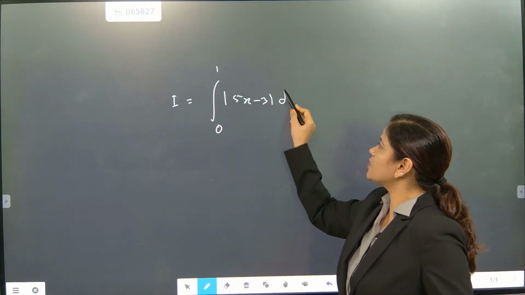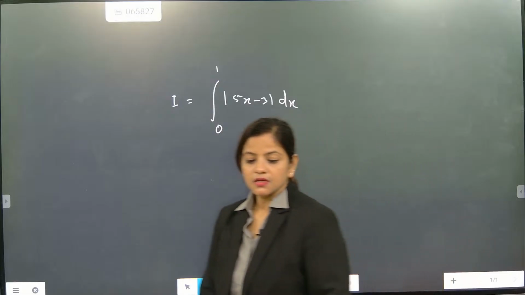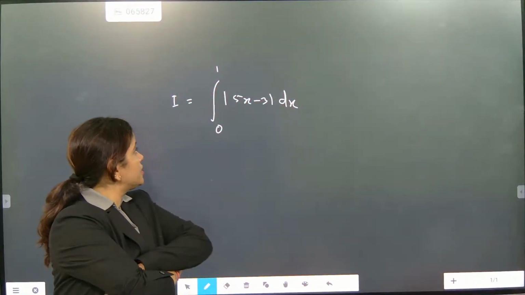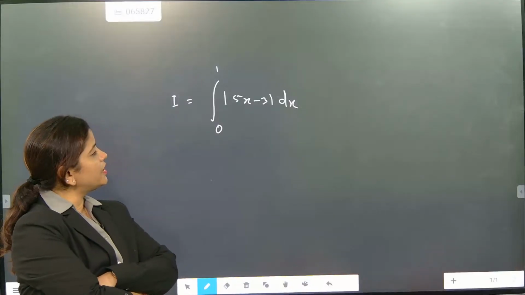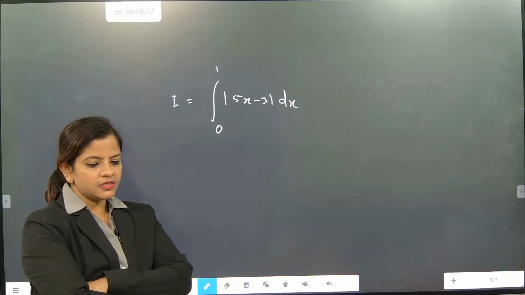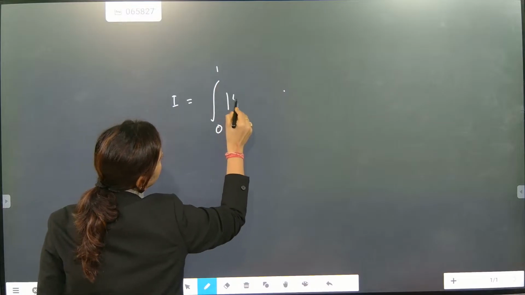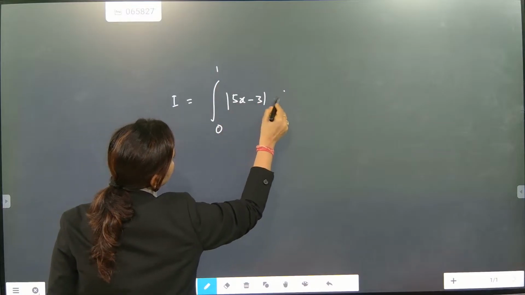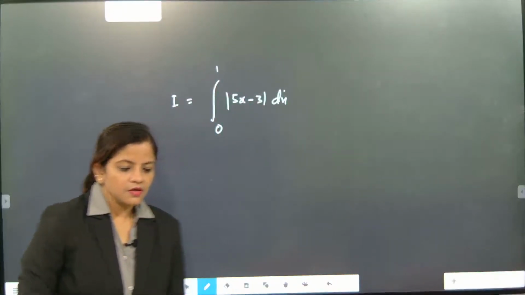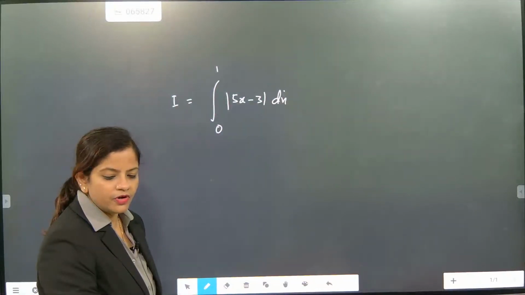See, a modulus related question one day like this. We don't know what type of questions will come. So try this question. Modulus related question: integral from 0 to 1 of modulus of 5x minus 3. We can write it also. I hope you might have understood. Come on, go for it, please.